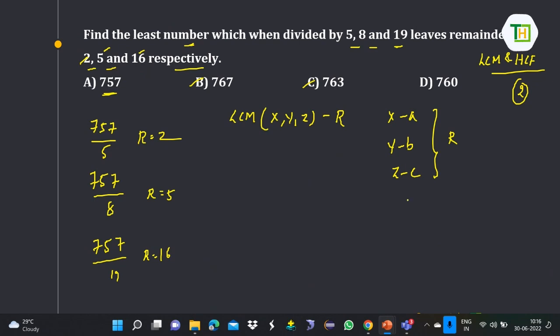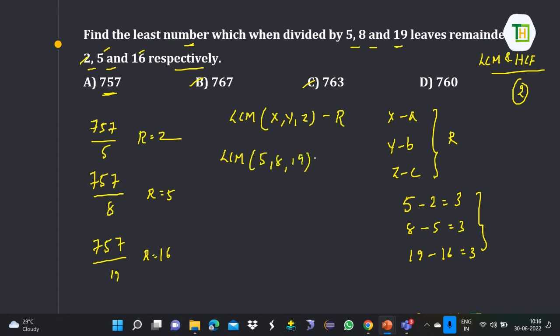So x value is 5 and a value is 2. So 5 minus 2 is equal to 3. And y value is 8 and b value is 5. So 8 minus 5 is equal to 3. z value is 19 and c value is 16. So 19 minus 16 is equal to 3. So in each and every case the r value is the same. So substitute the r value here. So LCM of 5, 8, 19 minus 3.